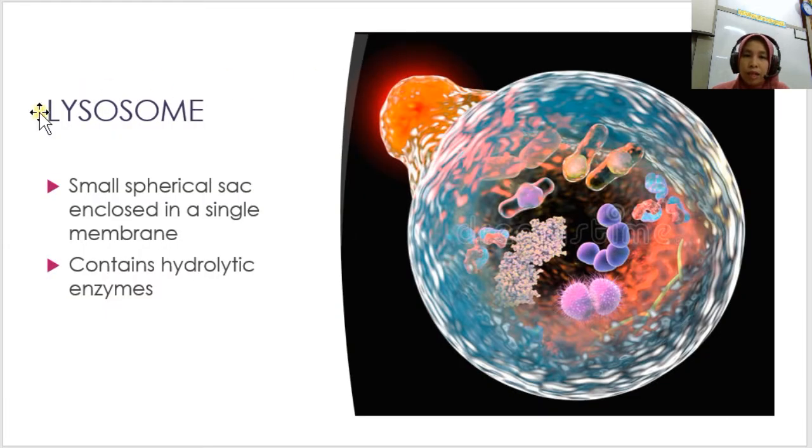Now let's go to the lysosome. This is the lysosome in a bigger structure. It is a small spherical sac enclosed in a single membrane that contains hydrolytic enzymes. What does hydrolytic enzyme mean? It is an enzyme that breaks down complex structures into simpler structures. So it will break down the substance.